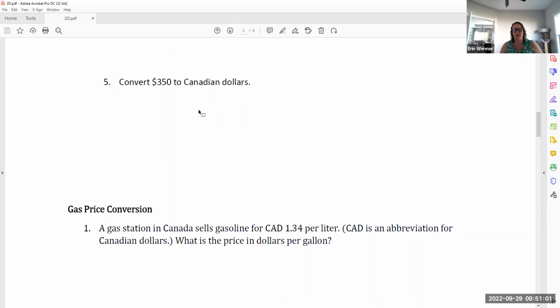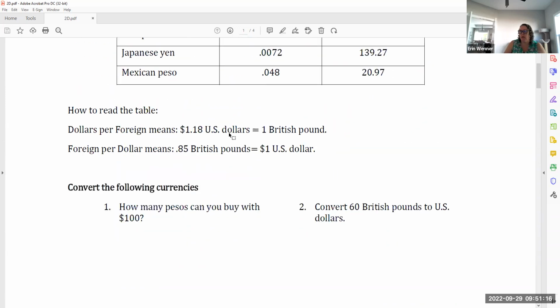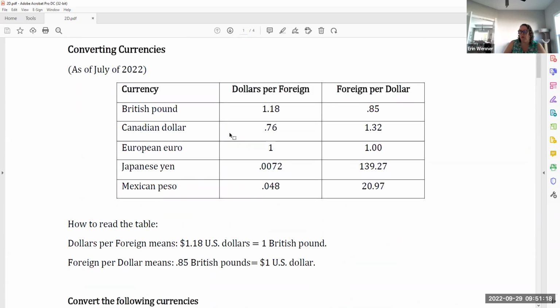So CAD is the shortened version of Canadian dollars. You'll see that. And later when we do number 1 down here, you can see that CAD just means Canadian dollars. So if we go back to our conversion sheet, we're taking US dollars and we're converting it to Canadian. So I want you to choose the conversion factor that is appropriate and send me your answer in a direct message.